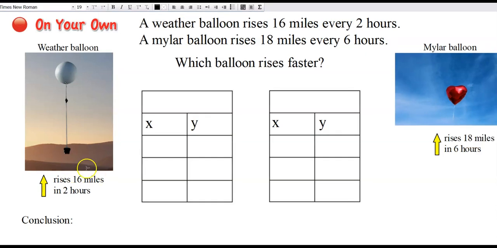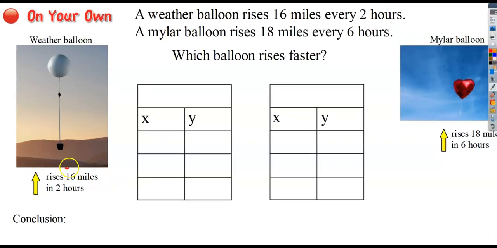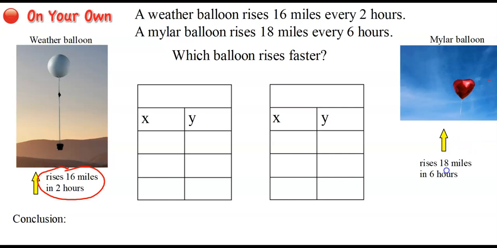And so remember, sometimes you're just given a rate. It's not necessarily a unit rate. So here's the rate for the weather balloon, and here is the rate for the Mylar balloon. I'm going to move this over so you can see it a little better. And then I want you to compare with a ratio table, and then we'll graph it on the next page. So go ahead and pick a color.